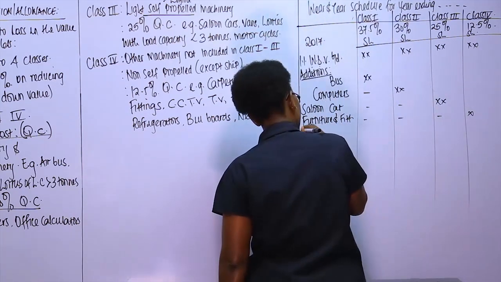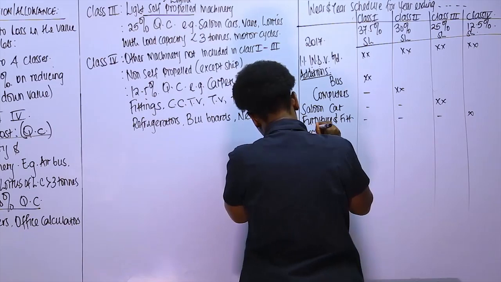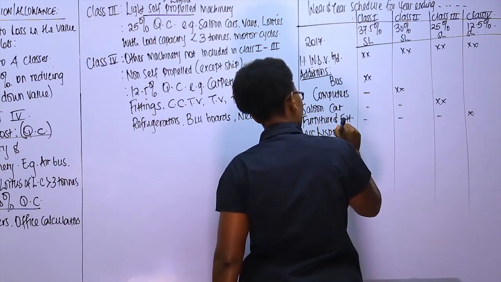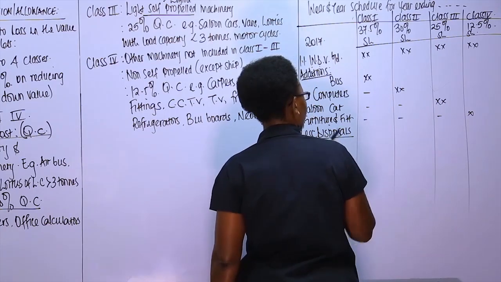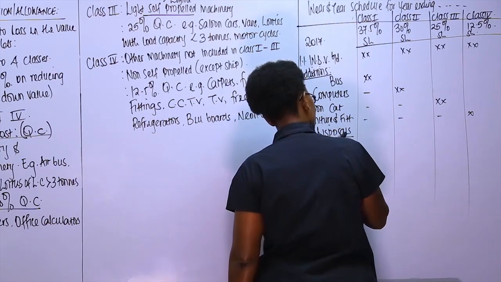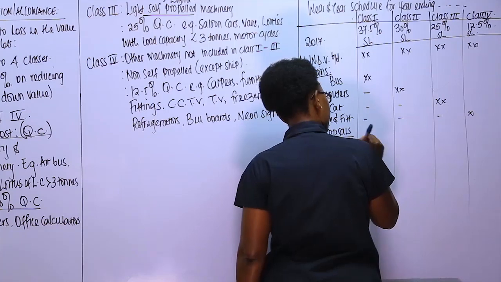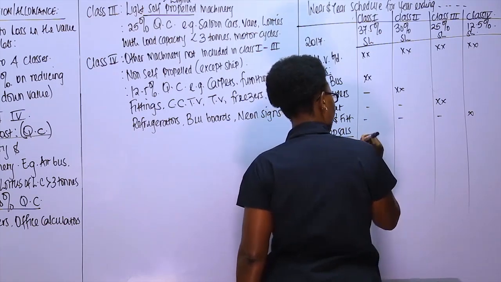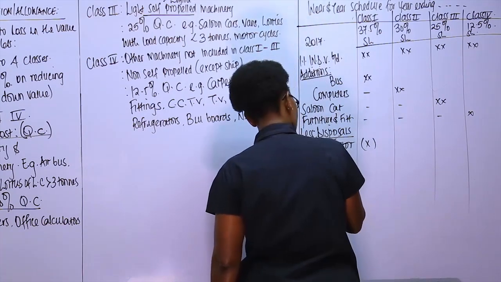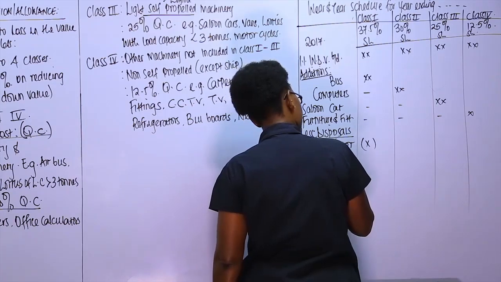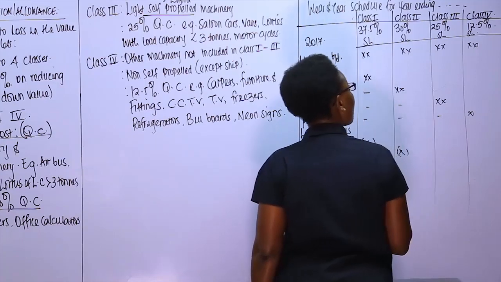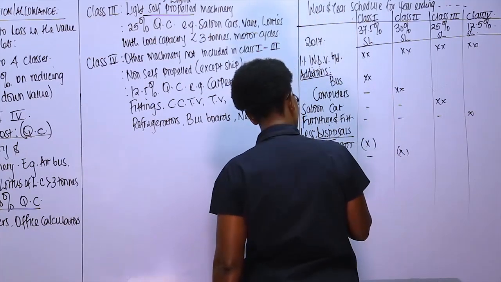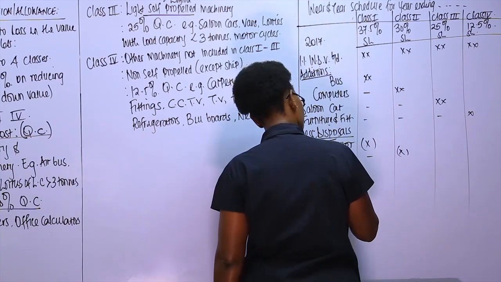Then we dispose, less disposals. From class 1, we will dispose a tractor. Class 2, we dispose a photocopier. Class 3, we dispose a motorcycle.